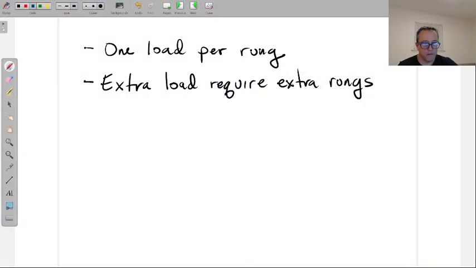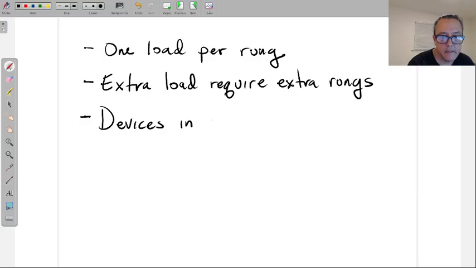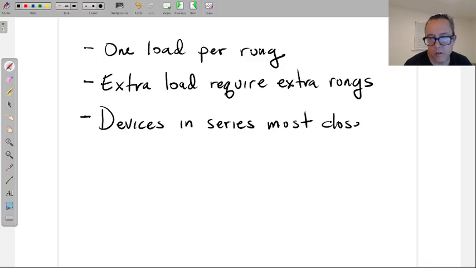So I'm going to come over here. Whenever you put 2 things in series with each other, devices in series must close at the same time, or I should say not the same time.